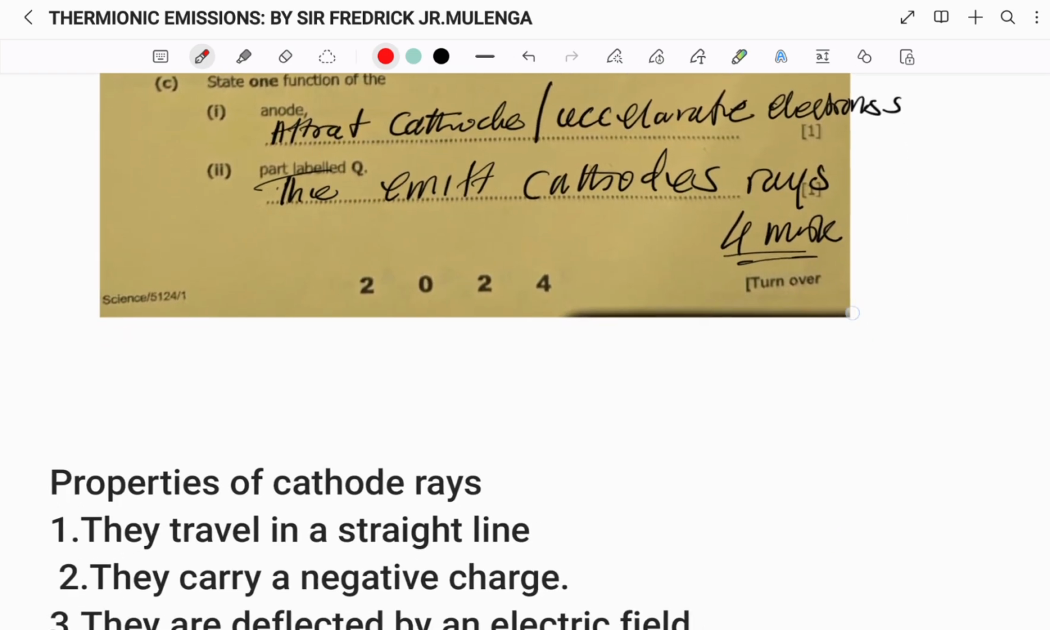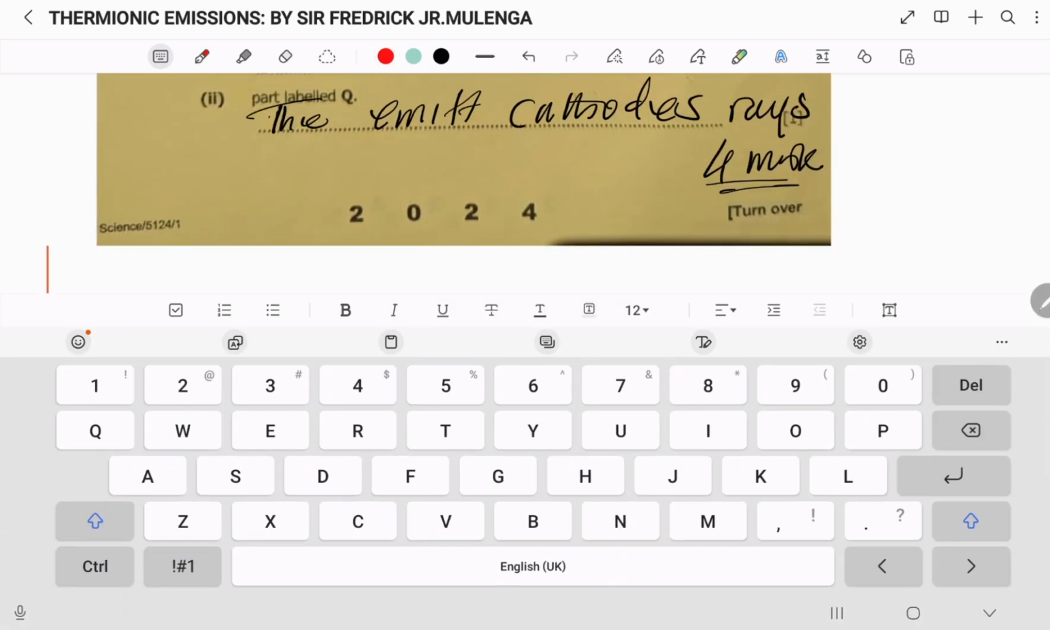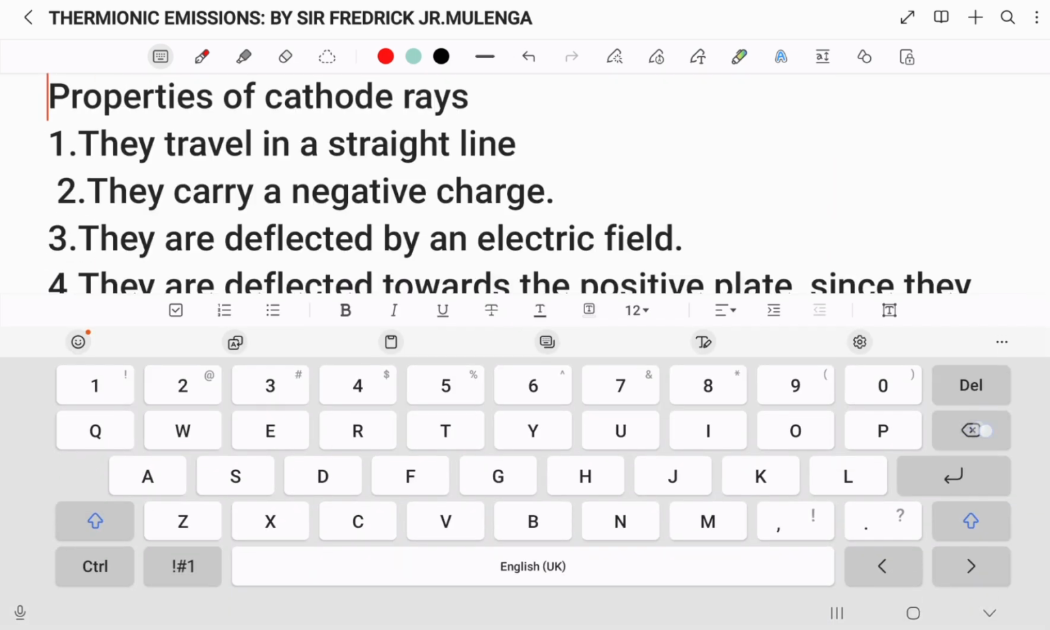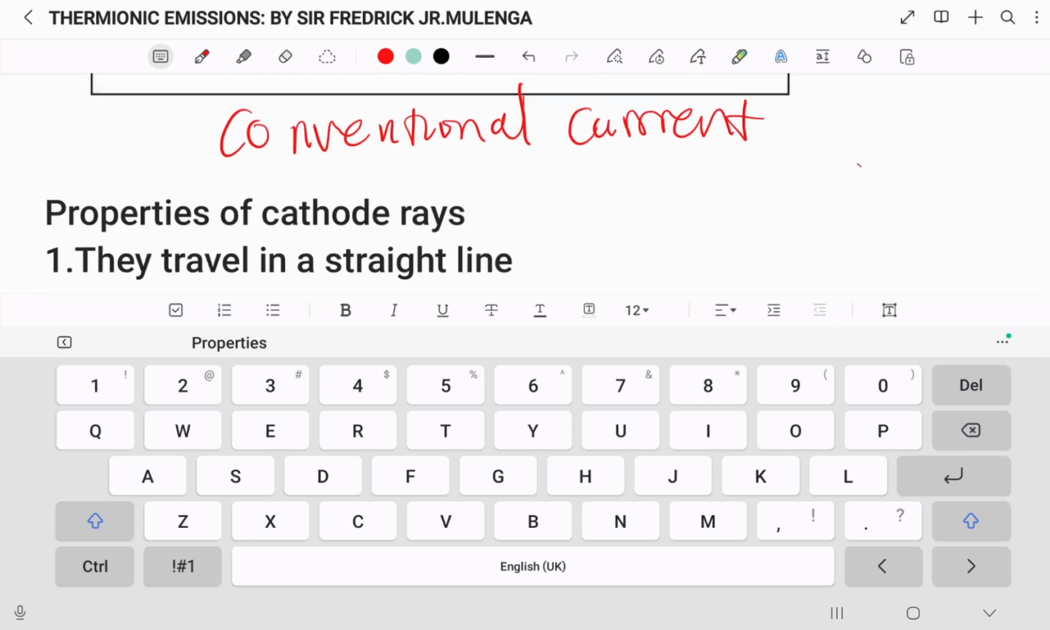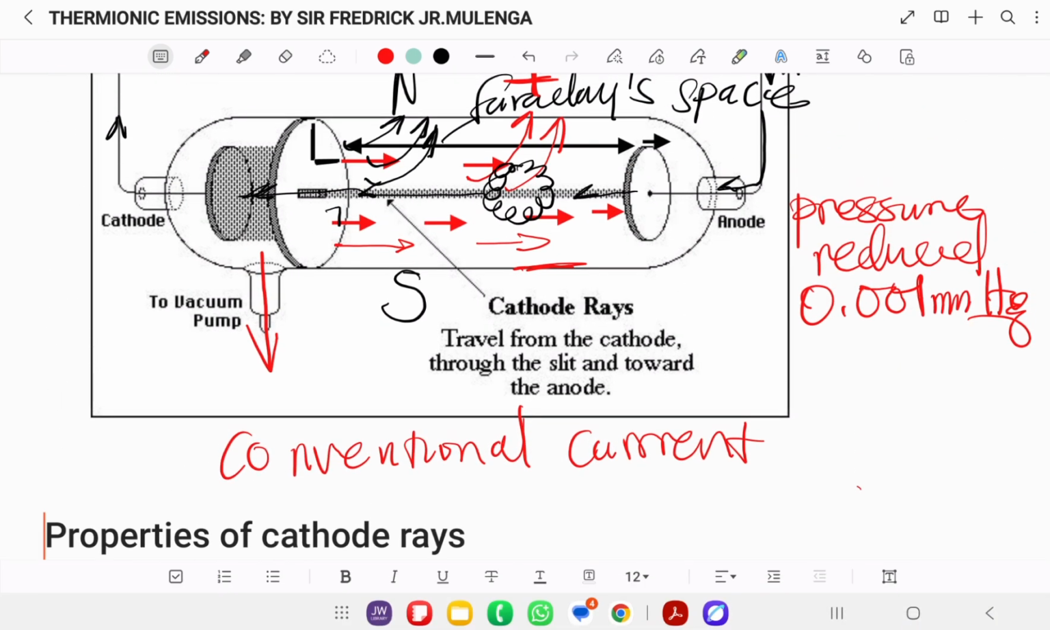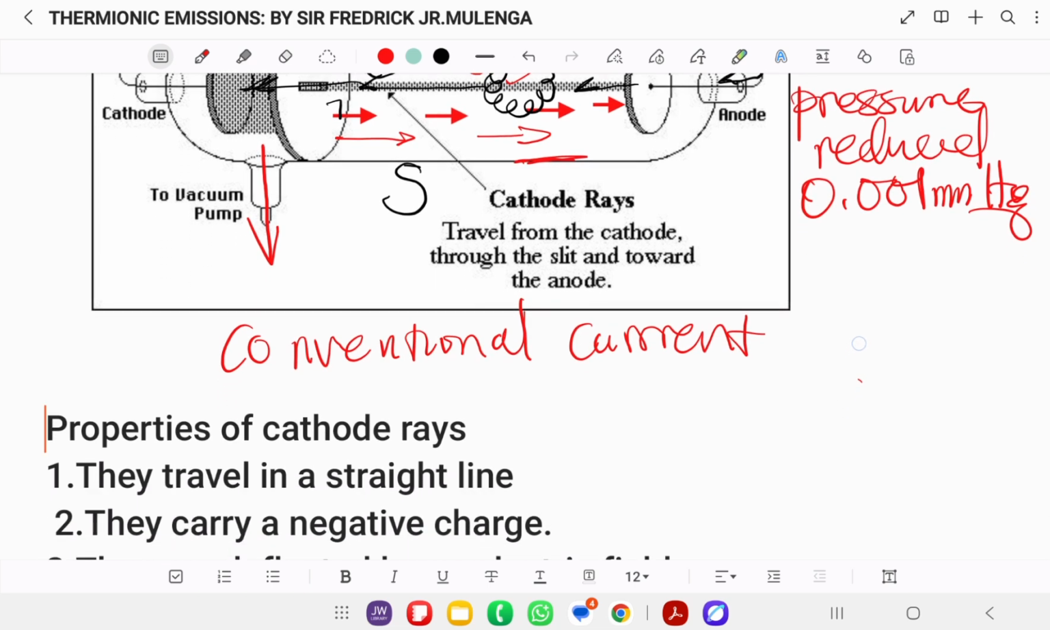So now, in summary, let me bring back the properties so that we can appreciate what we've learned. How can we sum up our lessons? The first thing we can say under production of cathode rays is that they are produced at a lower pressure and at a higher voltage. Cathode rays are produced from the cathode and are attracted to the anode because of the potential difference between the two electrodes.